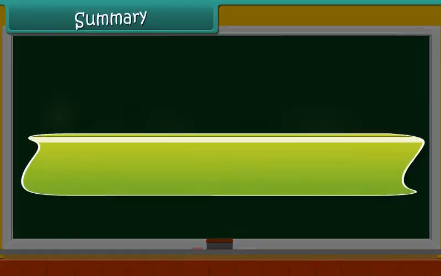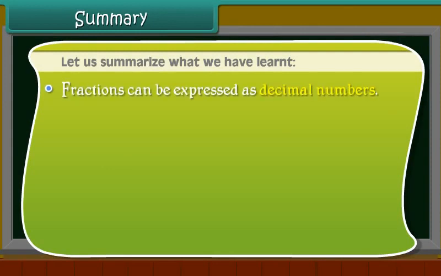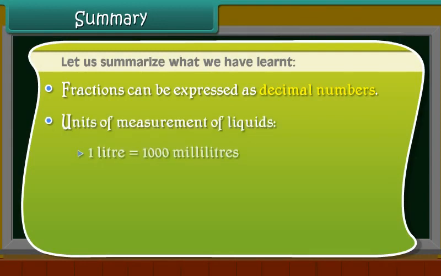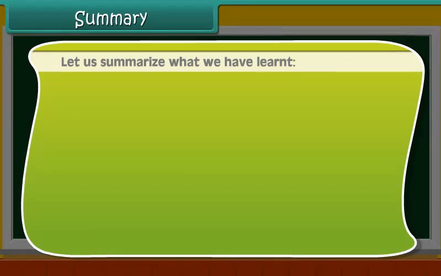Summary. Let us summarize what we have learned. Fractions can be expressed as decimal numbers. Units of measurement of liquids. 1 liter is equal to 1000 milliliters. 1 milliliter is equal to 1 by 1000 liters, that is equal to 0.001 liter. 1 kiloliter is equal to 1000 liters. 1 liter is equal to 1 by 1000 kiloliters, that is equal to 0.001 kiloliter.